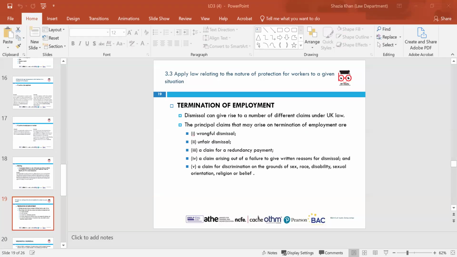So employees are protected, as we mentioned earlier, under the Employment Rights Act as amended. Termination of employment is an element of employment, and this means where an employee or employer can decide to end, which is to terminate, an employment contract. This may be done by an employee resigning or an employer dismissing an employee.